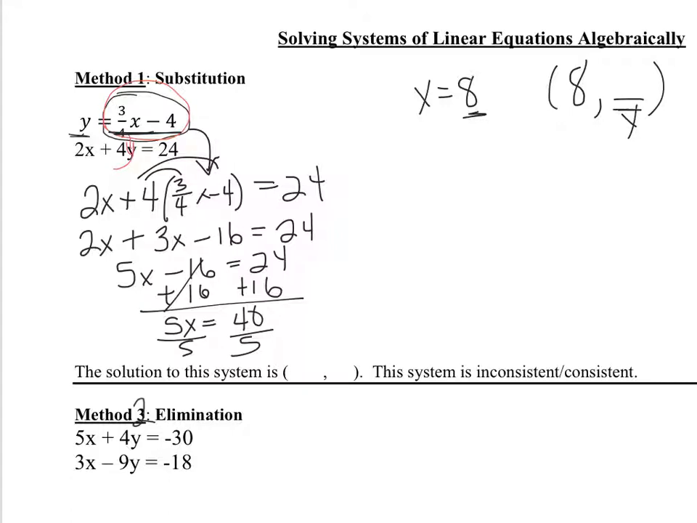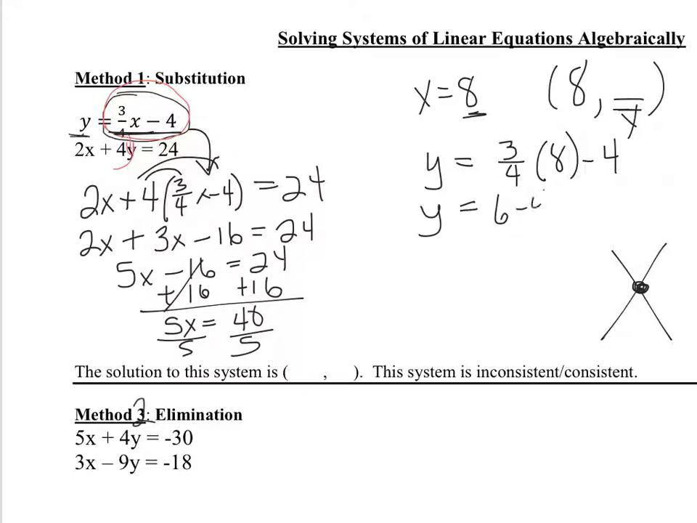Okay, so what I do is I take either one of those and I put 8 in for x. So I'm going to do the one where it's already y equals. You don't like fractions? Well, then don't use it. It doesn't matter. It works the same every time because they meet at that point. It's two lines and they meet at that point, so that point they share. So no matter what you do, you're going to get the same point. So 6 minus 4, so y is 2. So the solution is (8, 2). That's considered consistent. Okay?